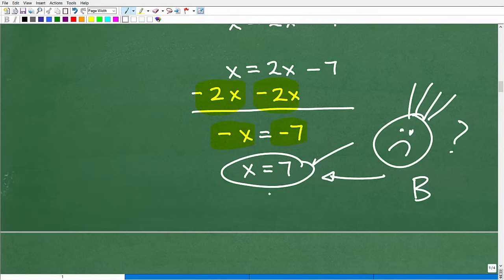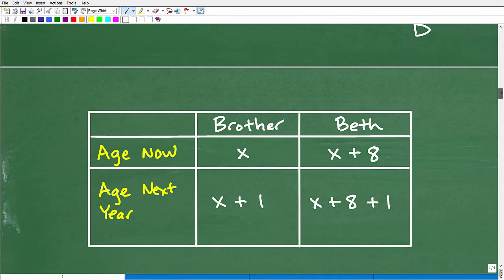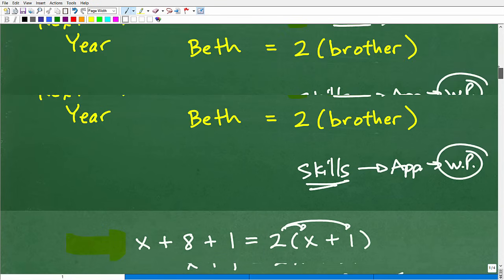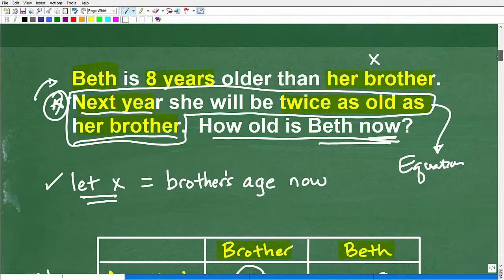Well, this is not answering the question, okay? I know you're excited, and yeah, maybe I would give you a B+. I'd be like, listen, what is x equal to? Well, remember, x was equal to the brother's age now. So the brother is 7. But remember, what was the question? Let's go all the way up. The question is, how old is Beth now? That's what the question's asking, not the brother's age. We need the brother's age, but the question is, how old is Beth now?